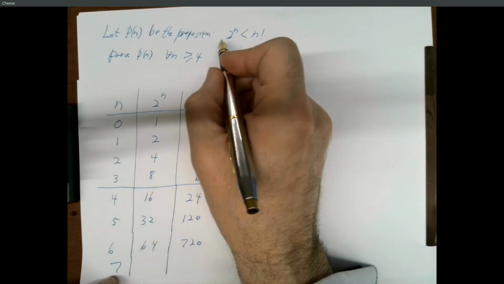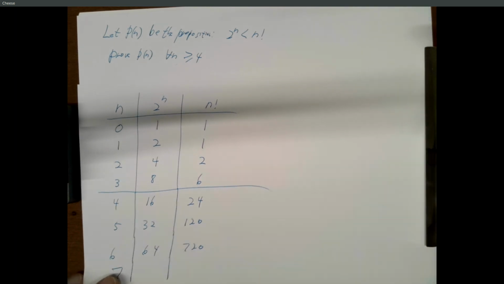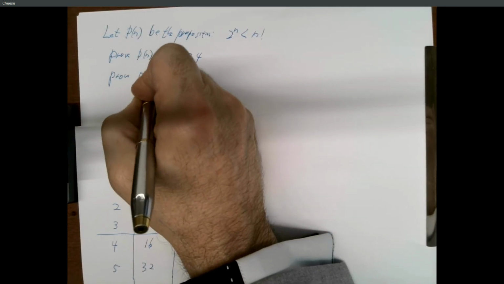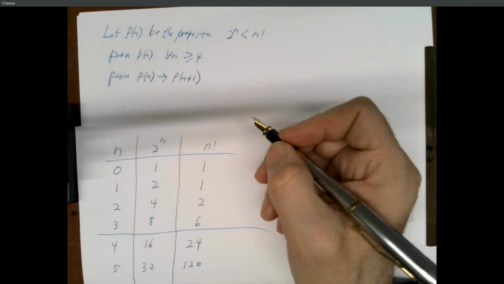So we make a proposition. P of n is the proposition that 2 to the n is less than n factorial. And we want to prove P of n for all n from this point on down. So we prove that if we assume P of n, then this proposition is also true for n plus 1.